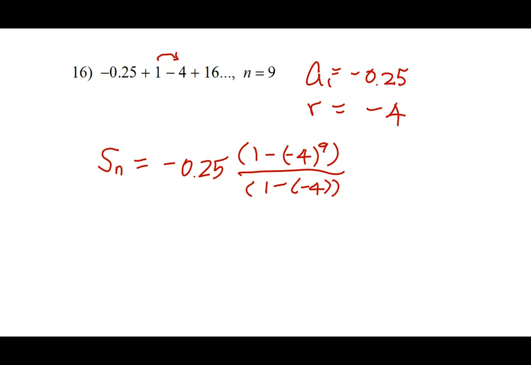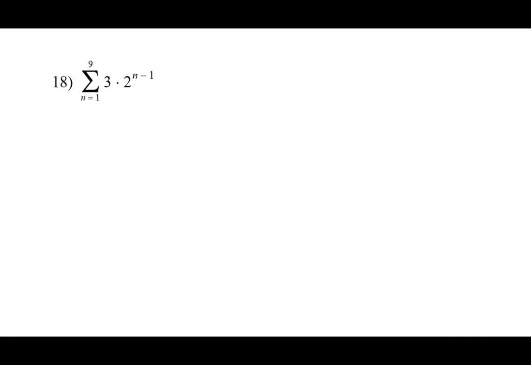And again, make sure you use the parentheses, because if you don't, the calculator is going to divide first instead of subtracting. Also, negative 4 doesn't turn into a positive 4 on the numerator. It will stay as minus. So use the parentheses. And the answer is negative 13,107.25. Let's try number 18.